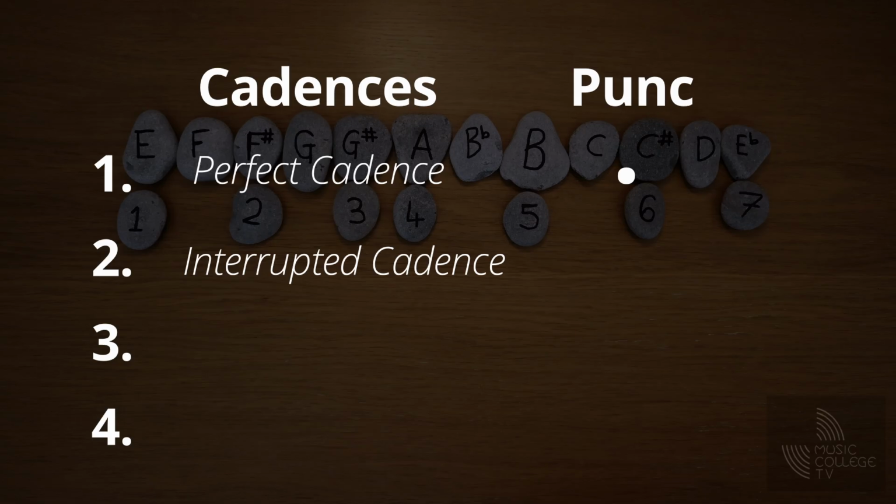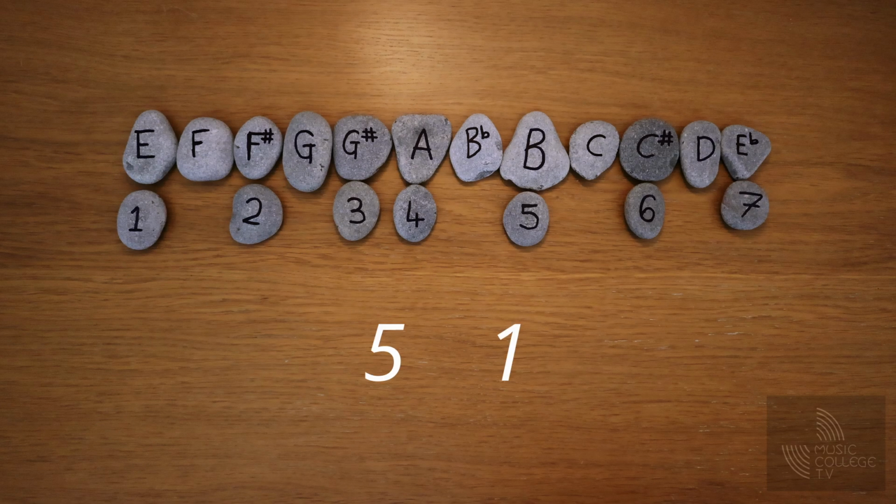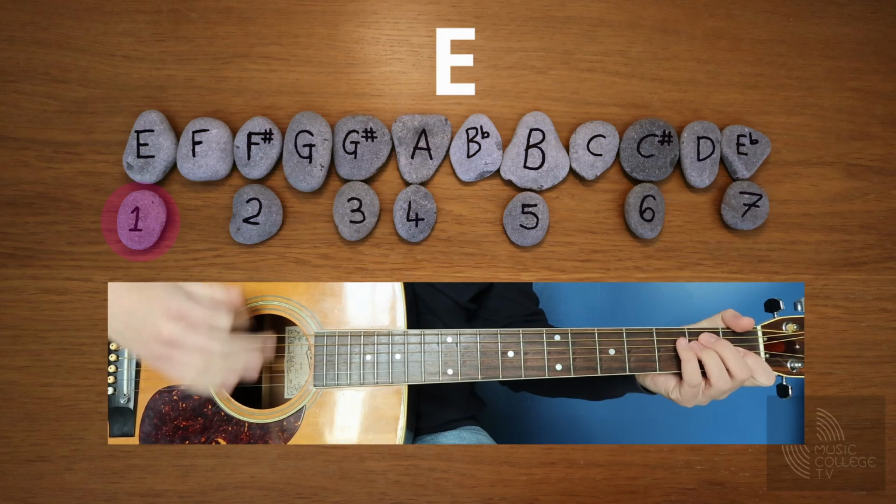Next is the interrupted cadence. The interrupted cadence appears to be a perfect cadence, the dominant 7th going to the 1, until the next chord, when instead of resolving to the 1, you unexpectedly shift gear to the relative minor, the 6th.